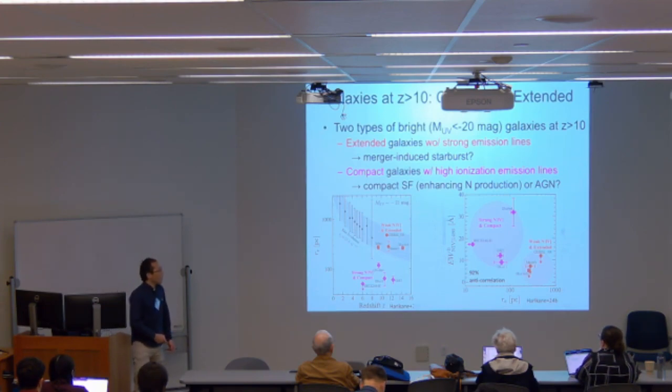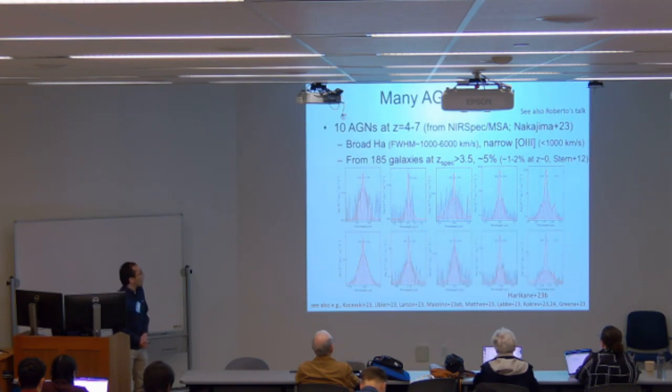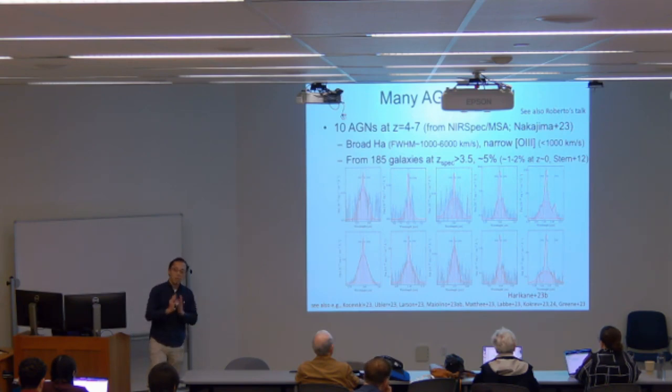Regarding AGN, if we go to a relatively lower redshift, there are many more AGNs found by JWST. For example, from our study, we found a total of 10 broad-line AGNs at redshift 4 to 7 from the NIRSpec MSA dataset. These AGNs show broad H-alpha emission lines whose line width is larger than 1,000 km per second, but narrow [OIII] emission lines whose line width is typically less than 1,000 km per second.